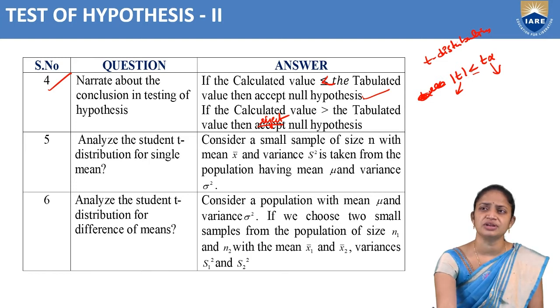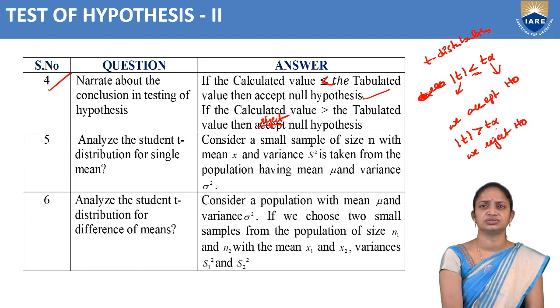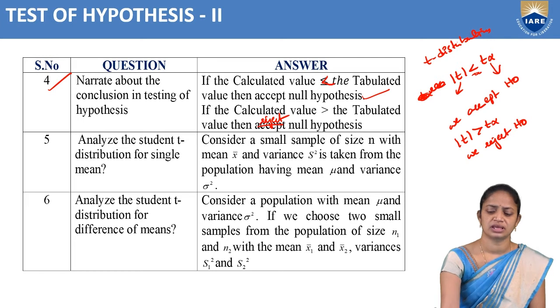If the calculated value is less than the tabulated value, then we can say that we accept the null hypothesis, H naught. If modulus of T is greater than T alpha or T alpha by 2, then we reject our null hypothesis. So that is the conclusion of testing of hypothesis. So this is the example.